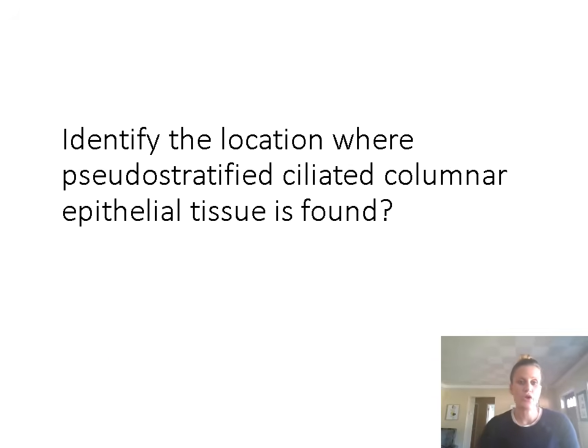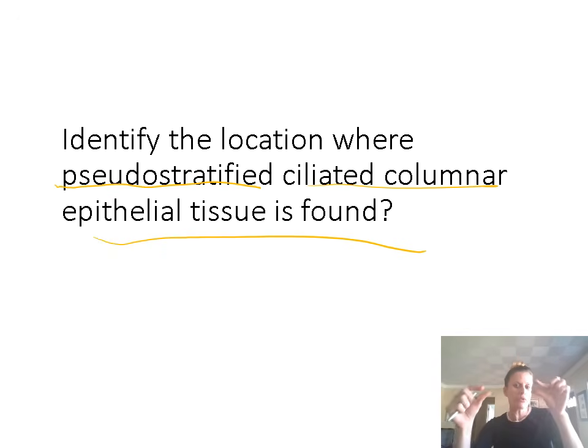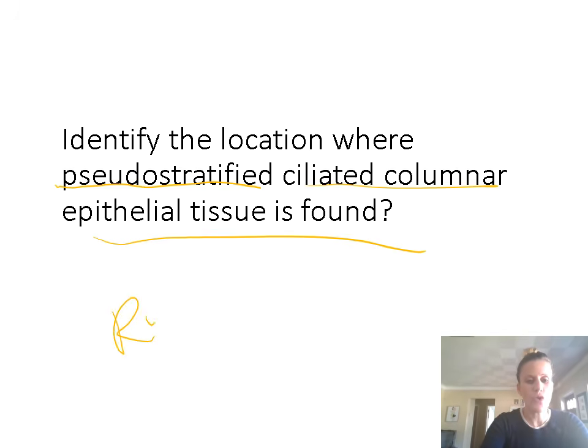Identify the location where pseudostratified ciliated columnar epithelial tissue is found. We'll look at this in a little bit, but pseudostratified means fake stratified. It looks like there's a couple layers of cells, but there's really not. All of the cells actually touch the bottom. And it's ciliated, meaning there's little hairs sticking out of the top of it. Pseudostratified ciliated columnar epithelial tissue is classic for the respiratory tract.